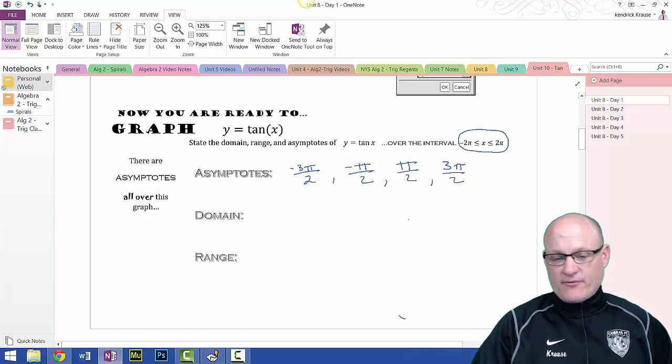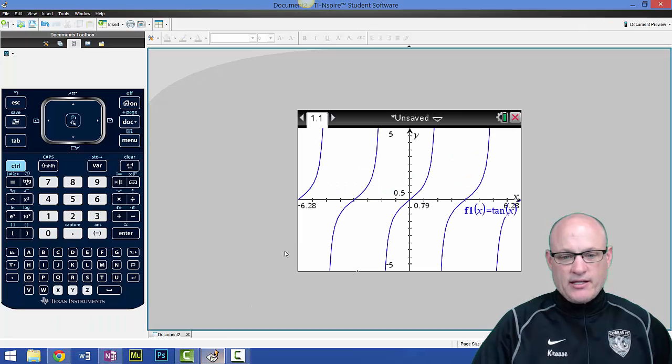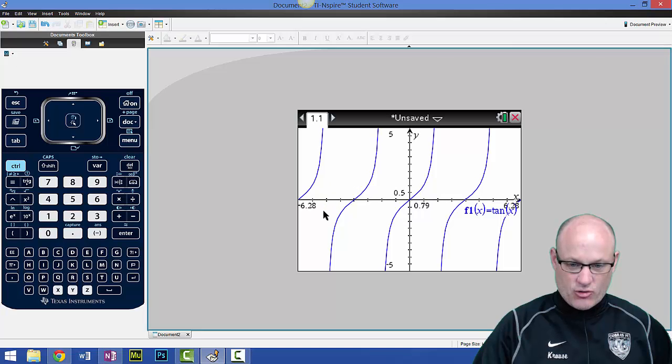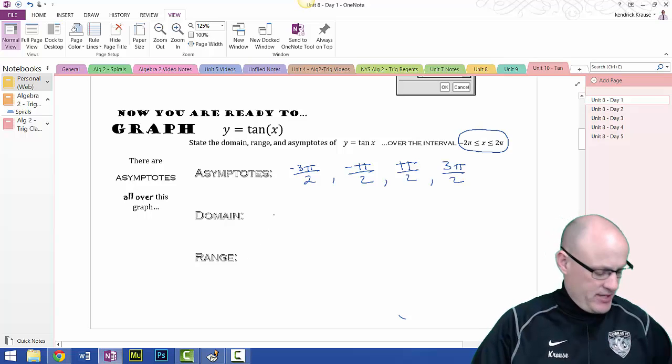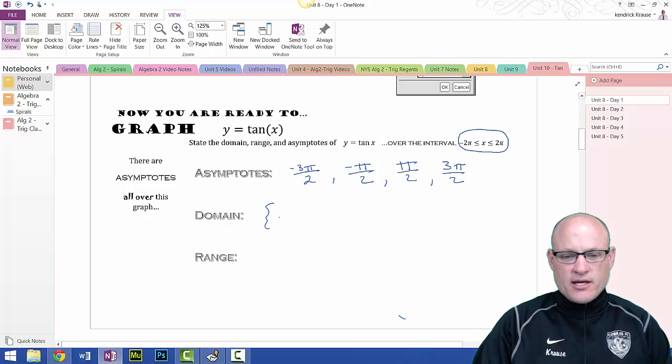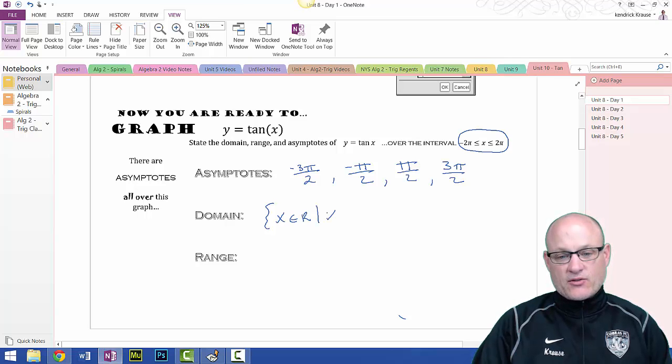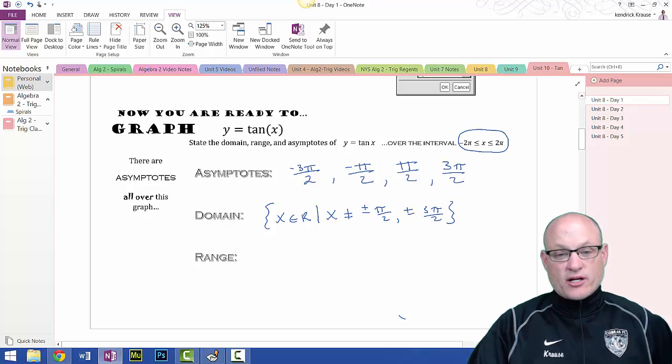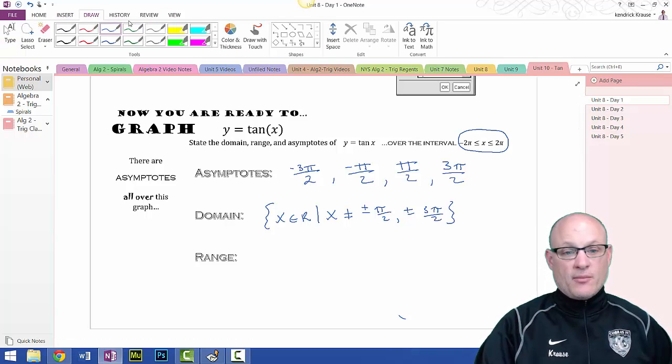Now the domain, if we go back and look at the graph, it looks like it's all reals coming from left to right, except that it can't cross these asymptotes. And again, we're going to talk about why that's true in a few minutes. So the domain is really x is in the set of all reals, except that x cannot equal plus or minus pi over 2 or plus or minus 3 pi over 2. And that's if we're just talking about the interval from negative 2 pi to 2 pi.